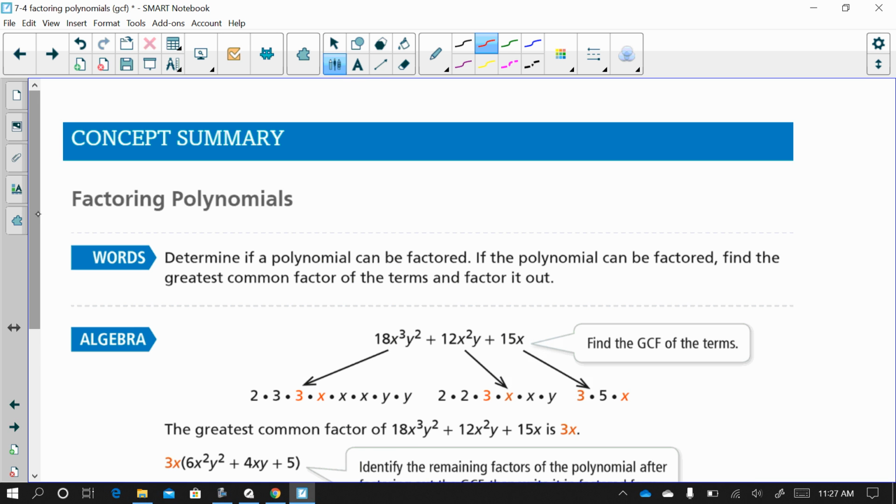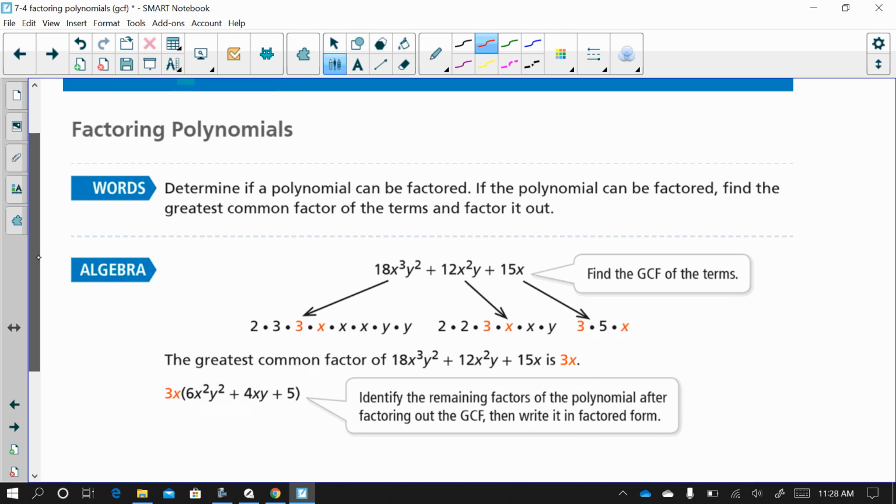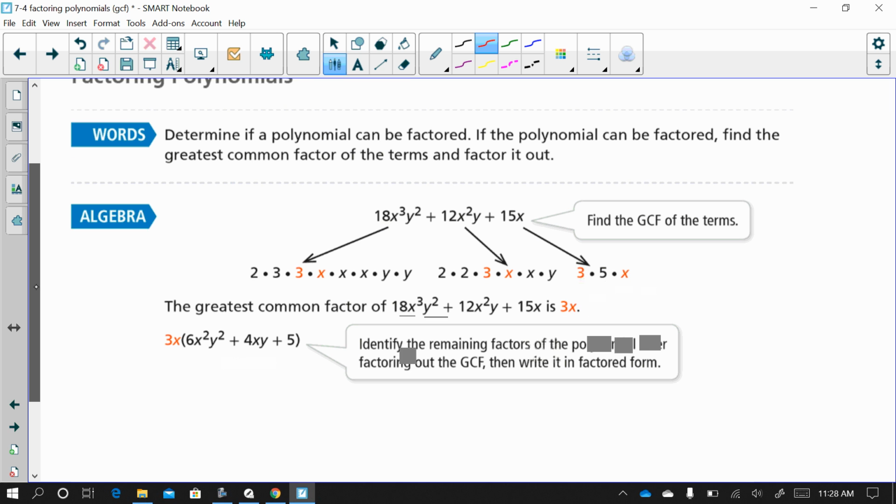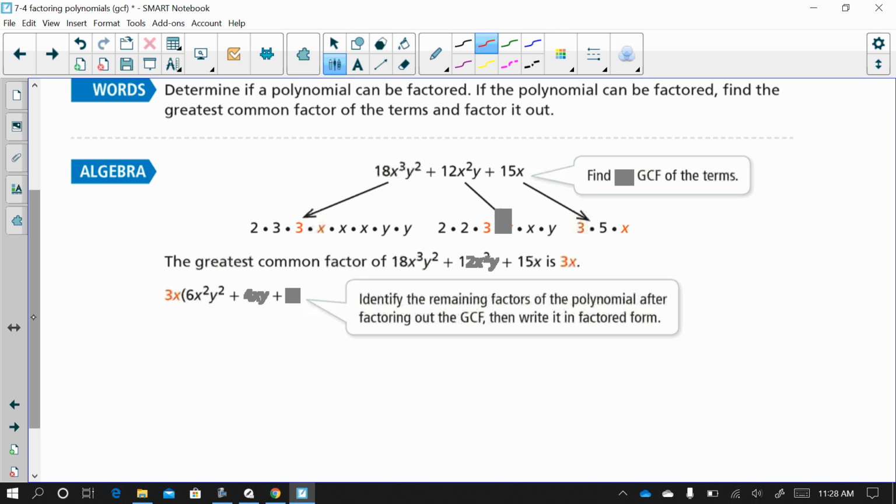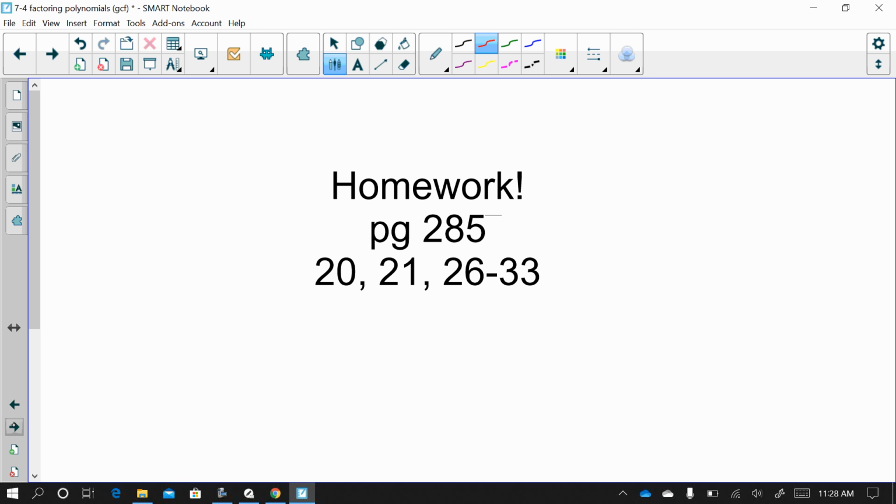Okay, so that's what I have for today. Factoring polynomials, we always look for the GCF. Okay, remember GCF, you have to look at the numbers first, and you have to look at the letters. So homework tonight, you're going to be on page 285. You're going to do problems 20, 21, 26 through 33.